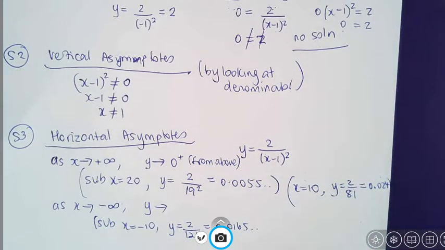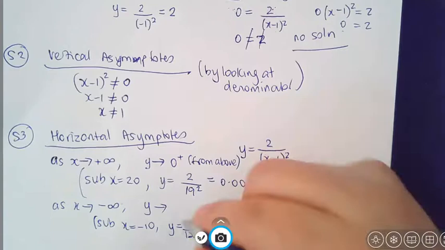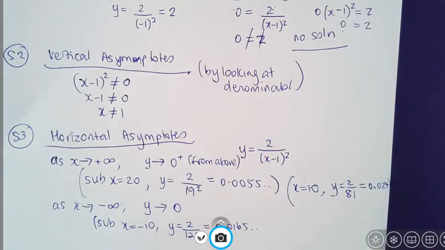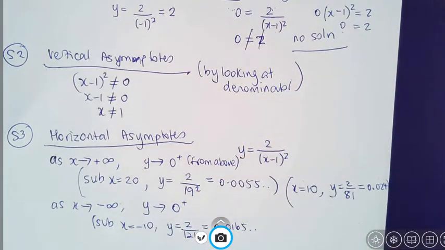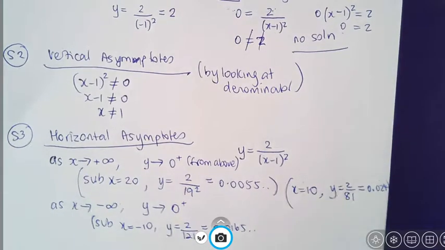What's that getting close to? 0. From where? How do you know it's from above? Because it's positive. If I had negative 0.0165, it would be approaching 0, but from below. So 0 from above. Now look, I'm going to draw what I've got so far, all right?